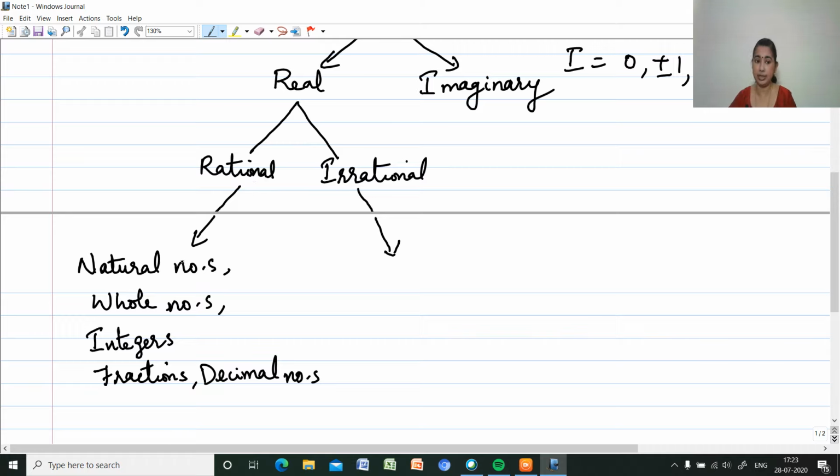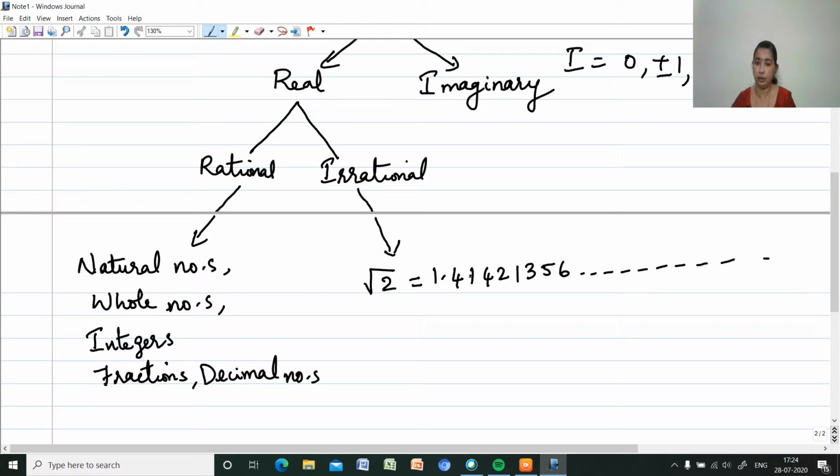In rational numbers these all come. What about irrational? Irrational numbers means numbers where we cannot find a correct square root, that is root 2. We cannot find the correct value for that. We can write root 2 as 1.41421356 etc. It goes on like that. It is a non-terminating, non-recurring number.